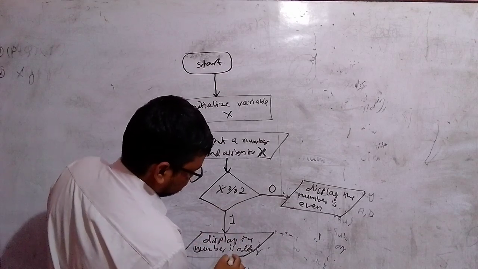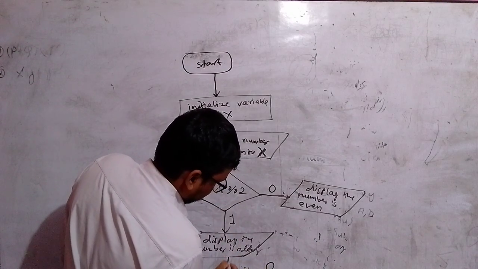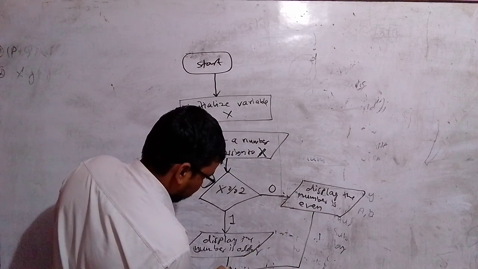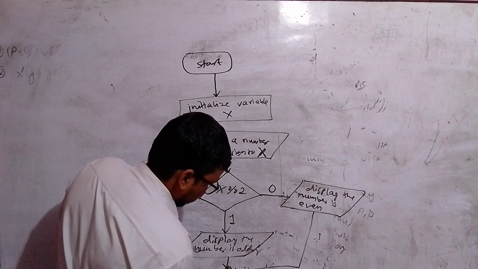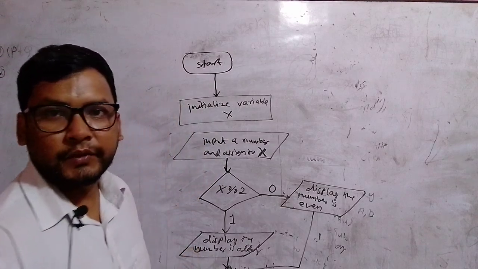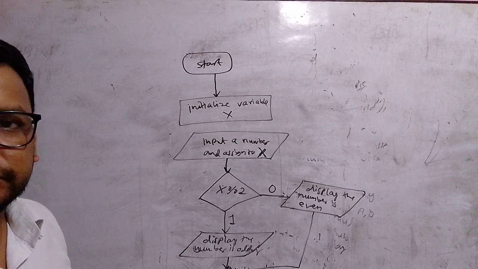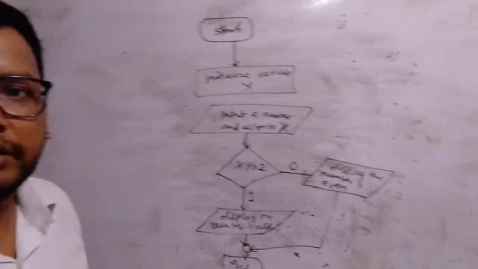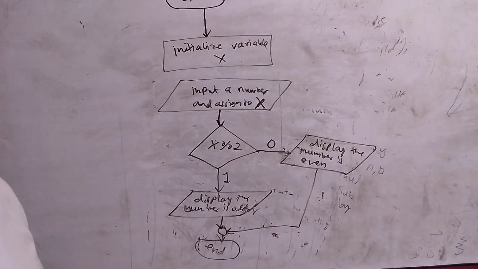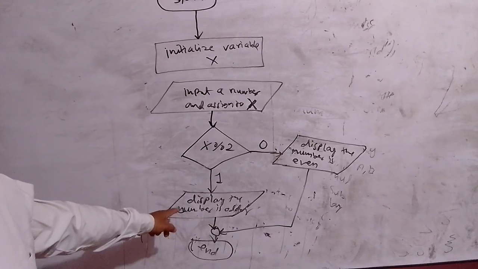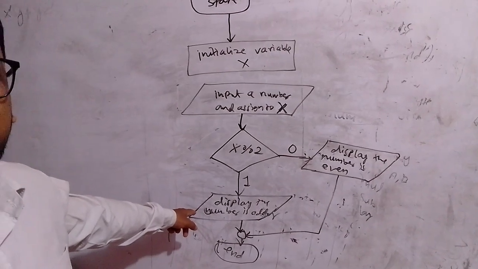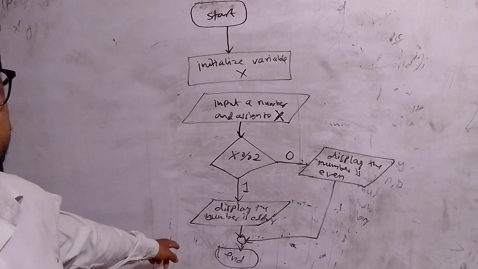And we can use a connector to connect this process, and we use an end connector. Now, yes, connector and end. Now, see here, display the number is odd. You can see there.